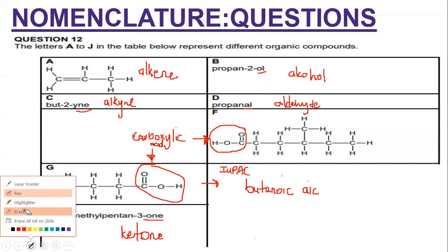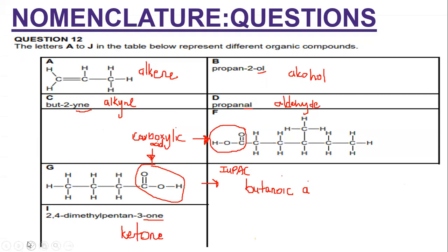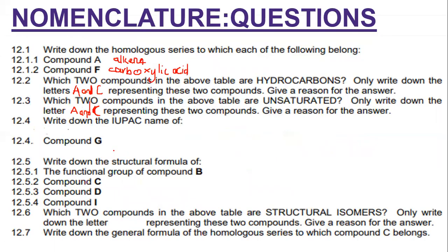So it would be butanoic acid. Do we have any substituent? No, which is good. So our answer will just end as this. It would be butanoic acid, because of the four carbons. And because of the carboxyl group, it's a carboxylic acid. Therefore, it will be butanoic acid. You need to remember the suffix of a carboxylic acid. So I think we have answered 12.4 for G.